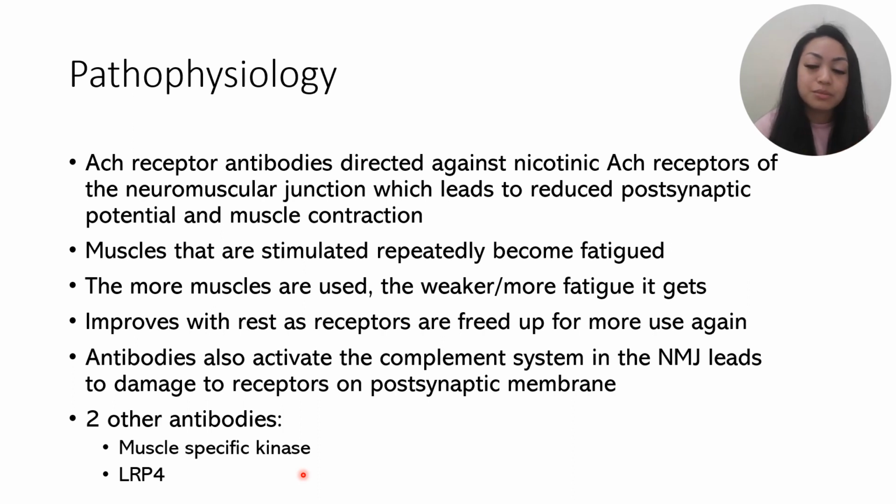Two other antibodies are produced in the rest of the cases for myasthenia gravis. So we can have antibodies against muscle-specific kinase and antibodies against LRP4. Muscle-specific kinase and LRP4 are involved in the creation and organization of these acetylcholine receptors. So if we tag these for destruction because we produce antibodies against them, then it's going to lead to inadequate acetylcholine receptors on the postsynaptic membrane.